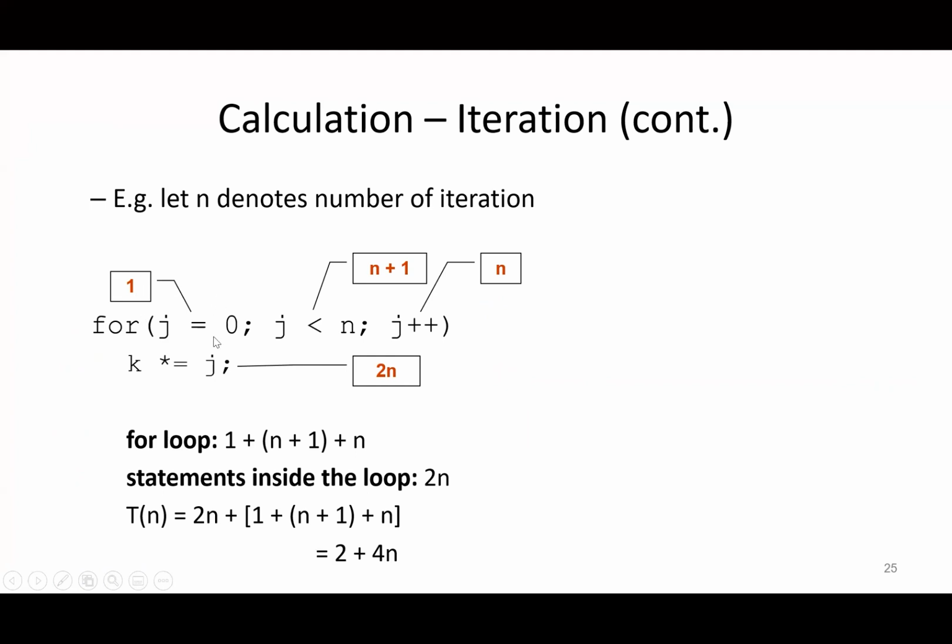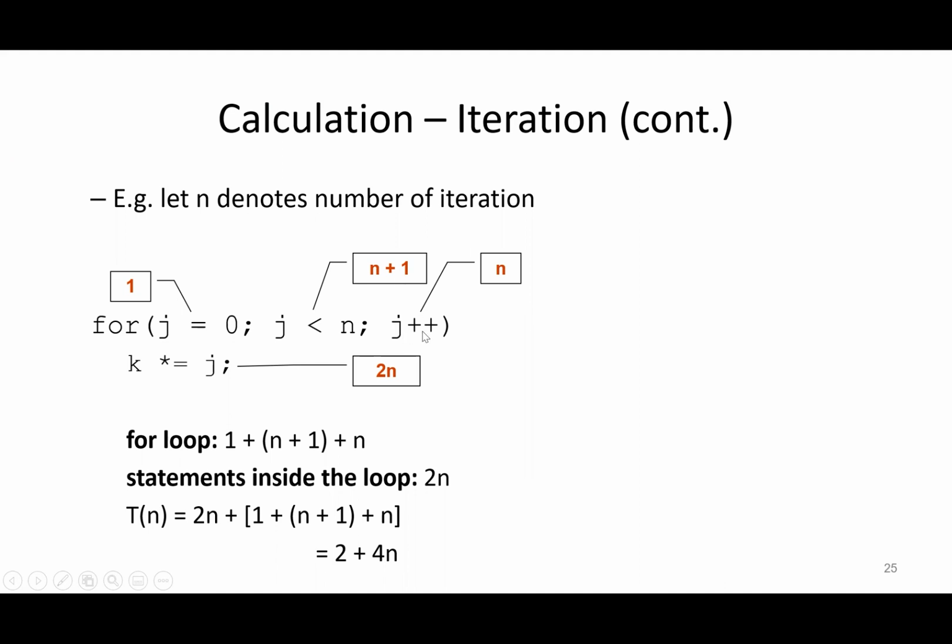Okay, so this j equal to 0 requires one step, right? Because it's an assignment. And then j less than n, to compare j less than n, this one will require one step. But why n plus 1? Because how many times do you need to execute this part when you loop, right? It depends on how many times you loop, because every time, this is the condition part. Whether you still need to actually execute the for loop depends on this part, right? Okay. So it's n plus 1 times.